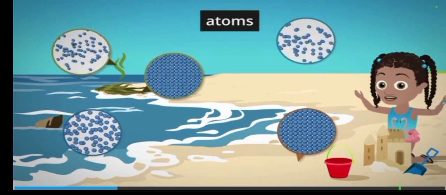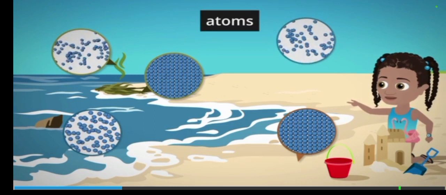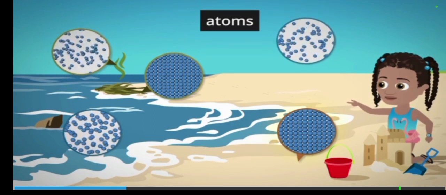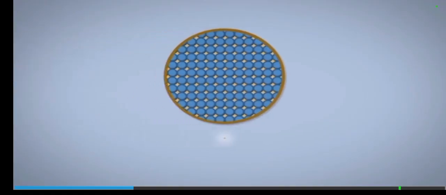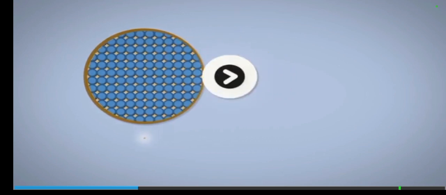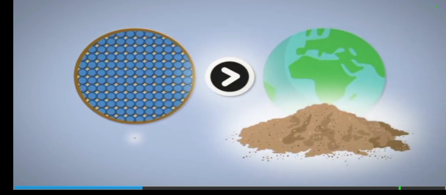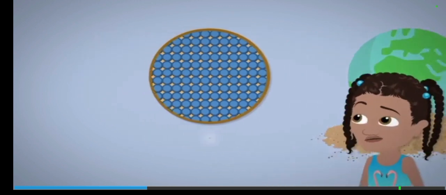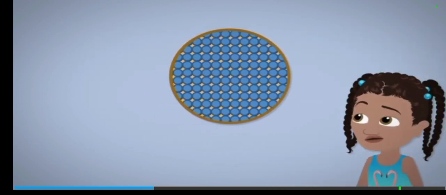Oh, wow! There must be a lot of atoms in the world. So many, it's hard to imagine. One single grain of sand is made up of more atoms than the total number of grains of sand on Earth.